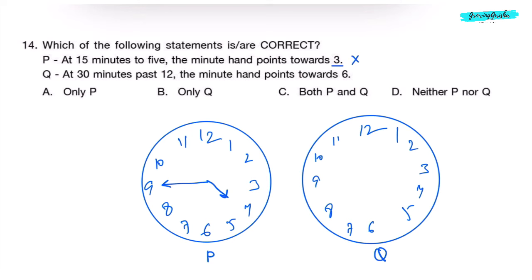Statement Q. At 30 minutes past 12, the clock looks something like this, where the hour hand points towards 12 and the minute hand points towards 6. The statement says that the minute hand points towards 6. Yes, it is correct. So, only statement Q is correct. Correct answer is option B.